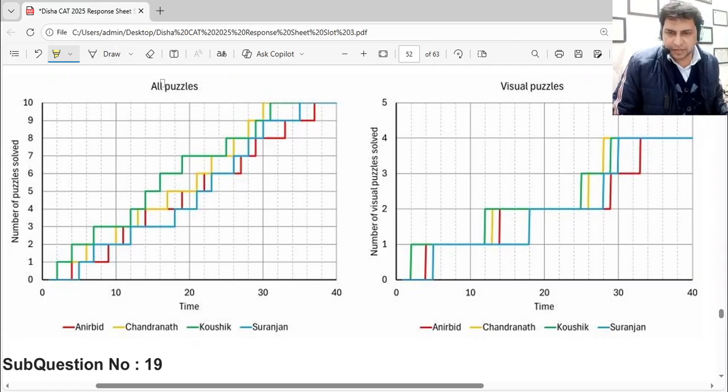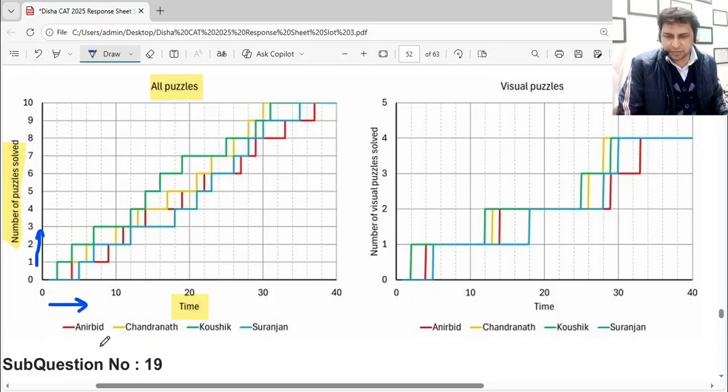On the left we have a graph with the number of puzzles solved in total on the y-axis, so the numbers are increasing here, and the time in minutes on the x-axis, that is increasing like this. So for A we have the red line, for C we have the yellow, for K we have the green, and for S we have the blue line.